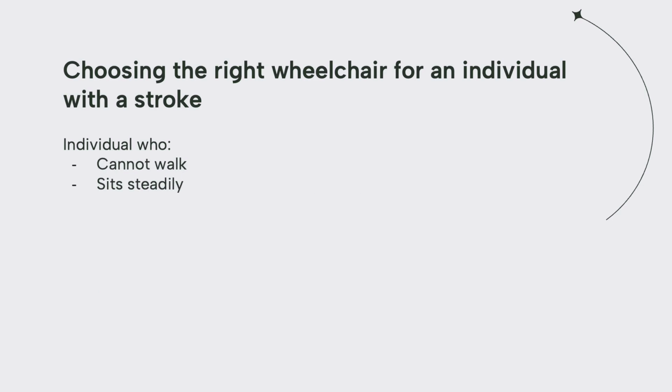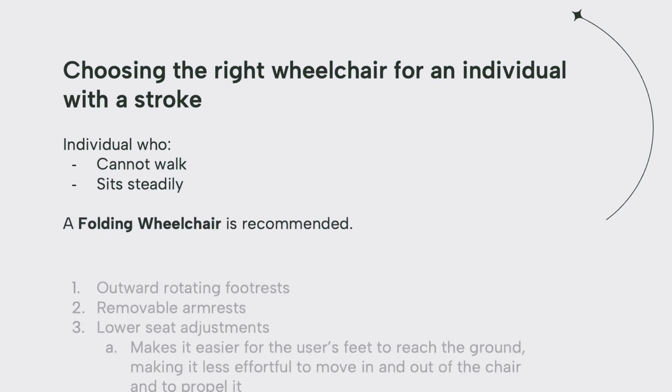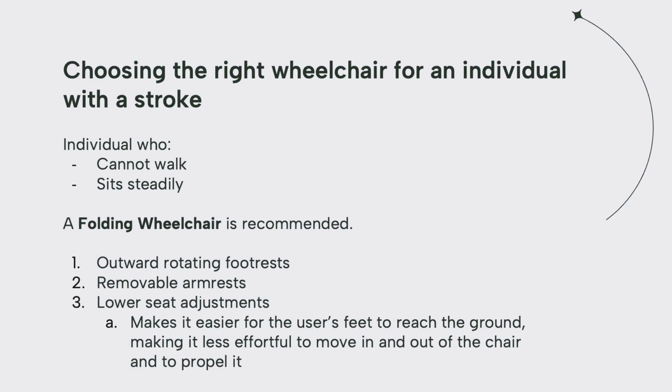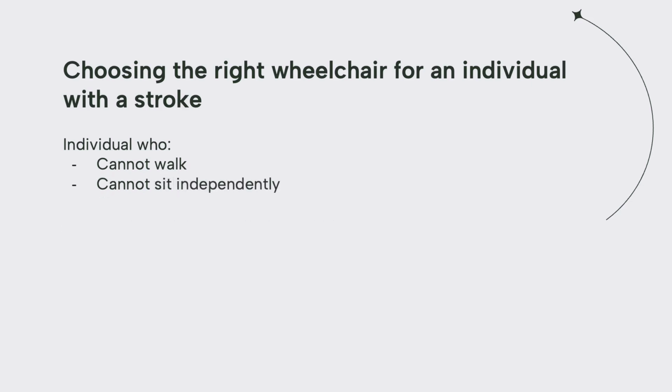For an individual who, due to a stroke, cannot walk but can sit steady, they may be recommended a folding wheelchair. This wheelchair can be equipped with outward rotating footrests, removable armrests, and lower seat adjustments, which can make it easier for the user's feet to reach the ground. As such, it is less effortful to move in and out of the chair and to propel.